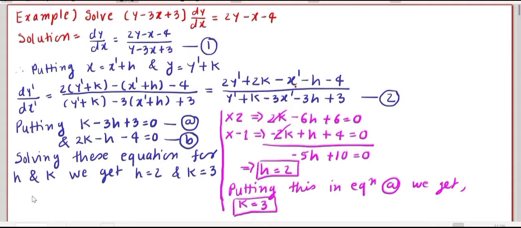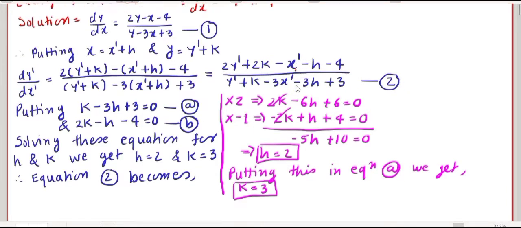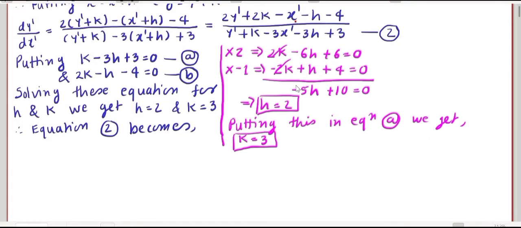Therefore equation 2 becomes, putting the values h is equal to 2 and k is equal to 3 in equation 2, we get dy dash by dx dash is equal to 2y dash minus x dash divided by y dash minus 3x dash. So this is equation number 3.